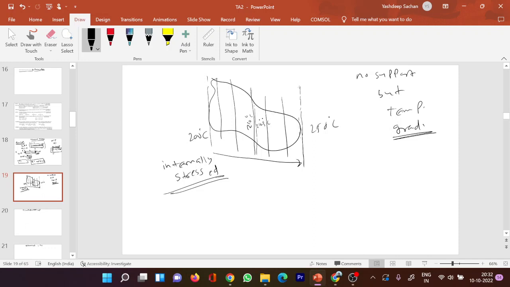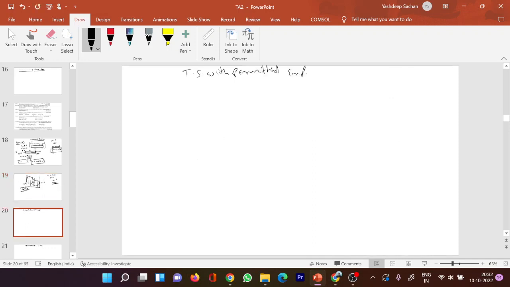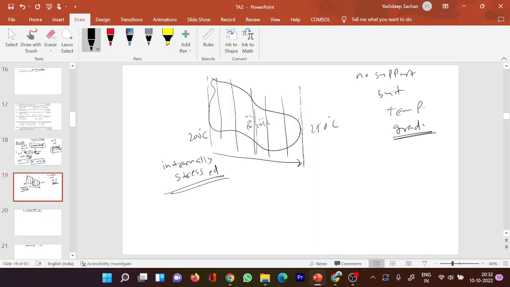So we'll take the thermal stress with the permitted expansion. That one simple case we'll take and stop for today. And next class we'll solve the problem with the permitted expansion. In the previous slide, what is the formula for the stress development, for the internal stress?